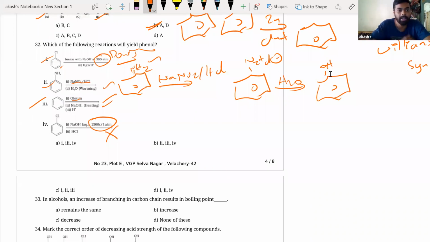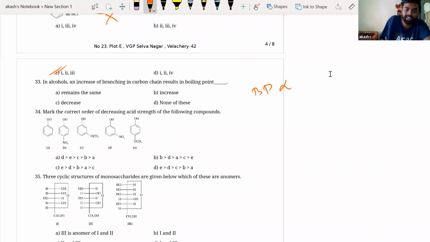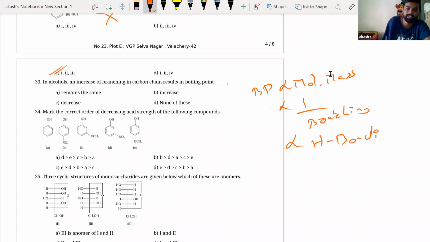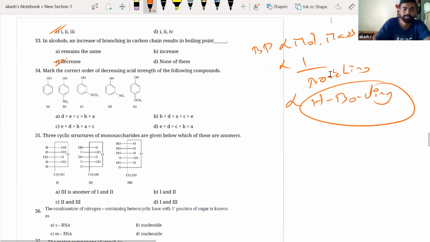Okay, next. In alcohols, an increase in branching of the carbon chain results in the boiling point decreasing. We know boiling point is directly proportional to the molecular mass, inversely proportional to the branching, right? And directly proportional to hydrogen bond if you have. And this is the most important criteria. Anyways, in this question, branching will decrease the boiling point. Okay, next, same question, I think repeating in 34.